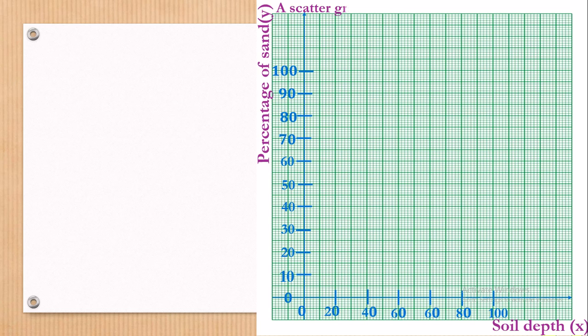We must always write a title, please. Any graph work, we must always write a title. So we have our title there, saying a scatter graph showing variation of percentage of sand, y, with the soil depth, x. That's how I chose to state it.